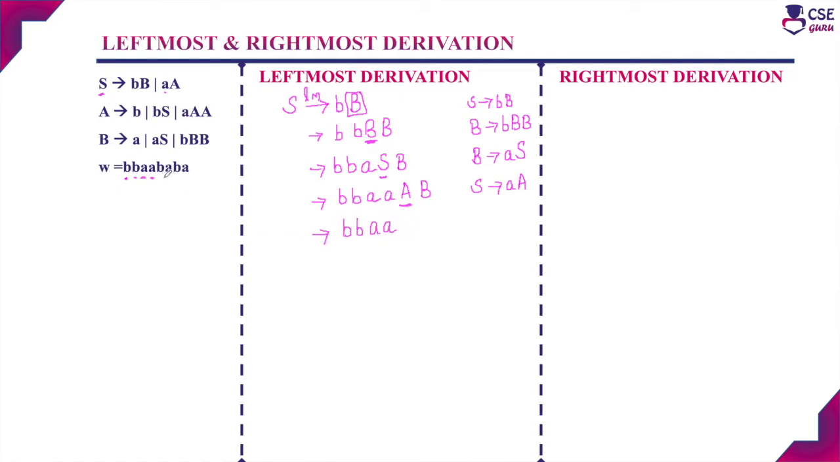The next input we have to get is B, so choose the production rule that starts with B. There are two production rules; we will apply the production rule A tends to BS. There are two non-terminal symbols; choose the leftmost non-terminal S and apply the production rule. The next input we have to get is A, so choose the production rule that starts with A. We will apply the production rule S tends to AA.